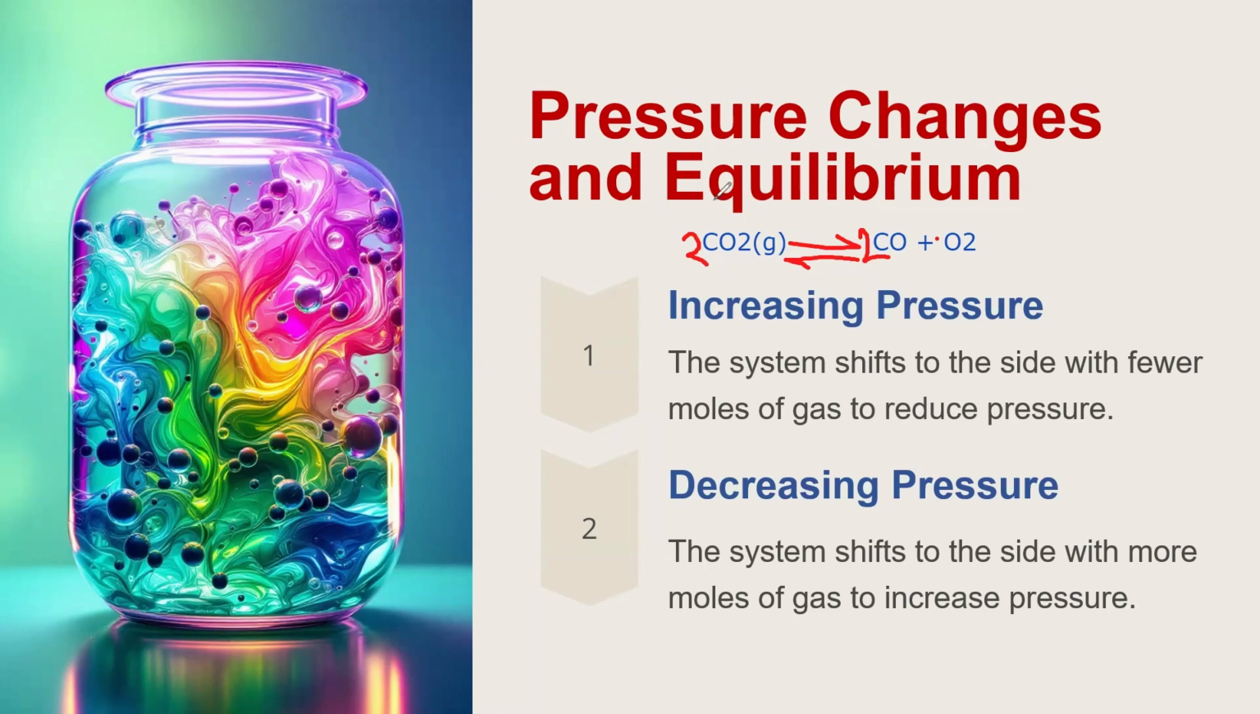In that reaction, we have 2 moles of reactant and 3 moles of product: 2 moles of CO, carbon monoxide, and 1 mole of oxygen. If the pressure is increased, it means the reaction will favor the direction of fewer moles, this direction. So the reverse direction will be favored until the pressure is maintained and the equilibrium will be re-established again.